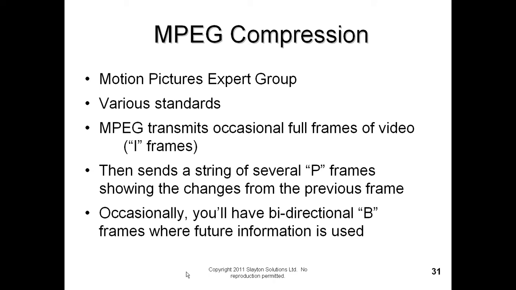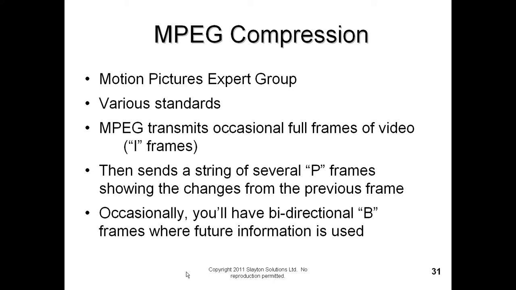So back to our example, if we're transmitting 15 frames a second, the first frame is going to be an I-frame, a complete picture. Then I'm going to have a string of 14 P frames. Then I'm going to get another I-frame, 14 P frames, another I-frame, 14 P frames. Now, because we are only sending one whole picture every second, we've reduced our bandwidth requirement.